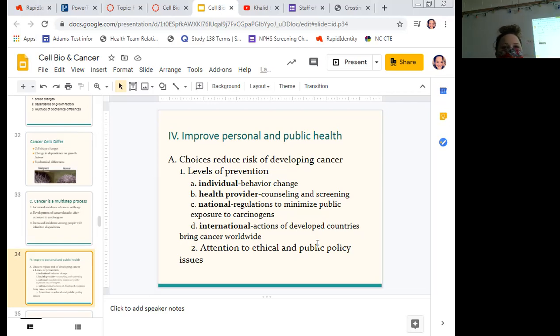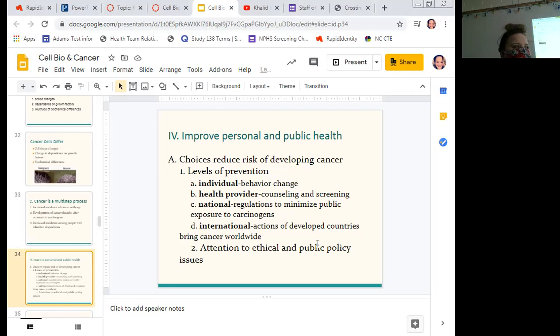Passing laws that you can't smoke until you're 21, or that you can't ride in a car with someone under the age of 18 smoking a cigarette, because you're unwillingly exposing that person. It's still 18, because at 18 you're considered a legal adult. You know you're entering a vehicle with someone who's going to be smoking. Then, of course, we have international, which means actions of developed countries.